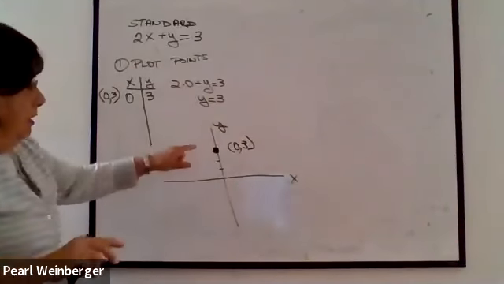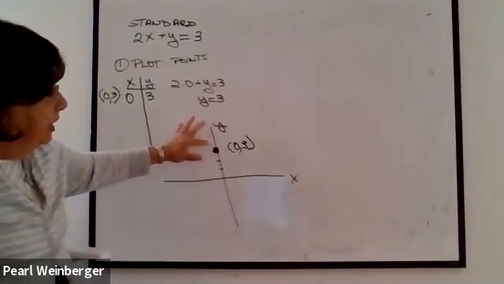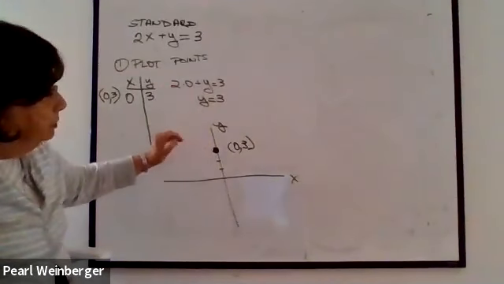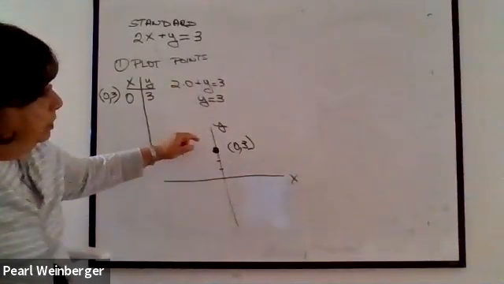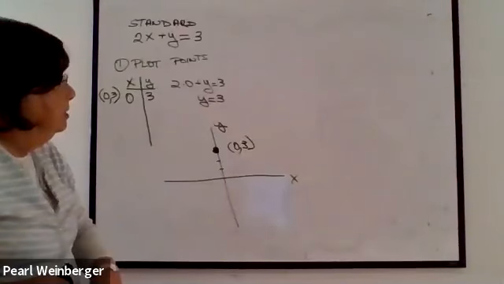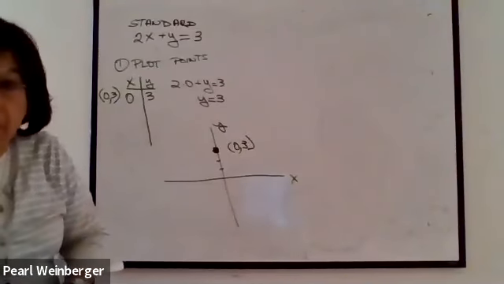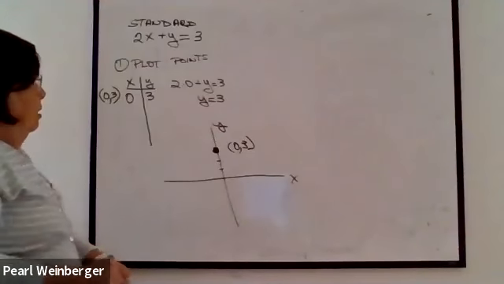This line that I want to draw is going to have to cross through the y-axis at (0, 3). We sometimes use the term y-intercept. Y-intercept means where it's crossing the y-axis. The y-intercept is 3.